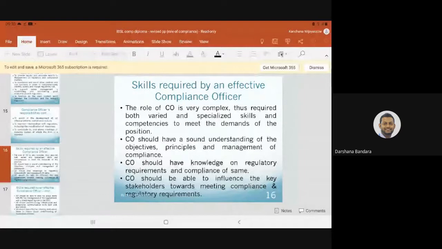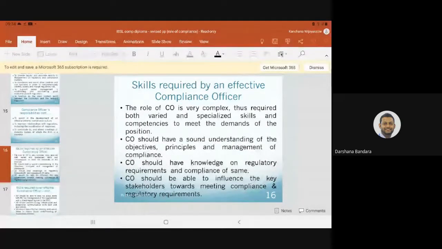If you don't understand business, sometimes there can be big issues in trying to get the business to do things in a compliant manner, right? So that's why you need to have specialized knowledge, right? Basically, before going to the specialized knowledge on the business, you need to have a sound understanding of the objectives of compliance, the principles and management of compliance, which we are learning now, right?